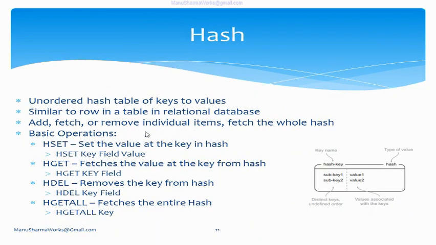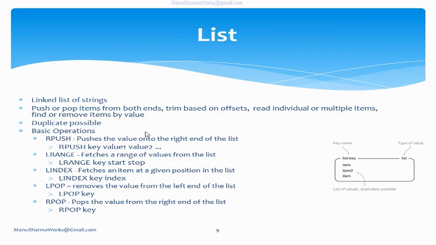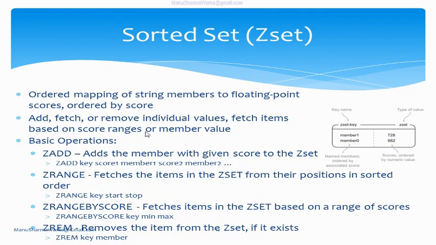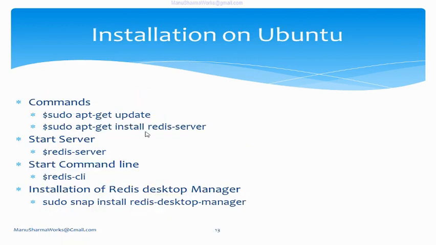So we have covered all of these 5 data types: string, list, set, hash, and sorted set. Now the next thing is how we can install it on Ubuntu. These are the basic commands that we use: sudo apt-get update to get the updates for Ubuntu, then sudo apt-get install redis-server. It will install a Redis server on your Ubuntu machine.